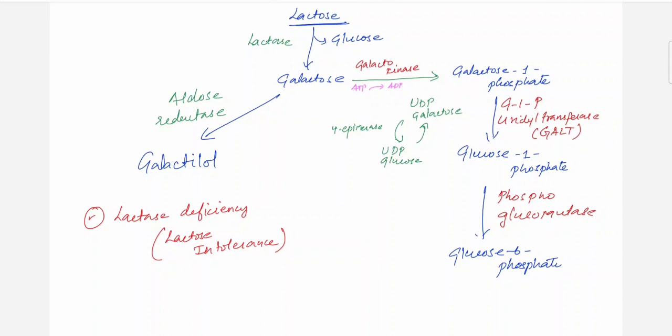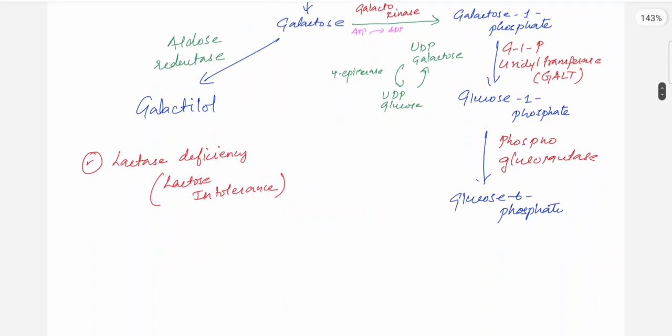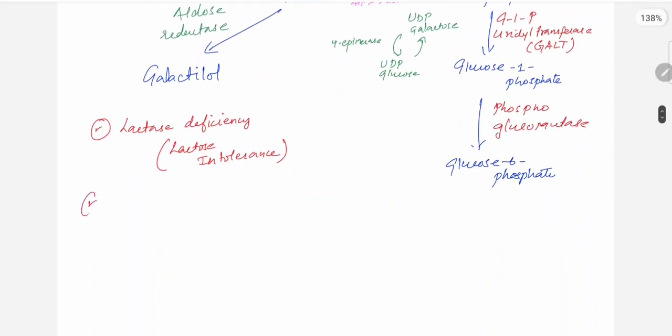So when the patient or the baby has lactase deficiency, the lactose can't be metabolized, right? It can't be broken down into galactose, because of which the lactose is trapped in the cell and the baby has lactose intolerance, right?